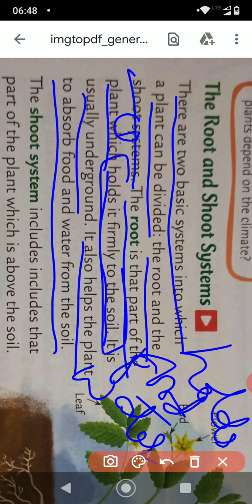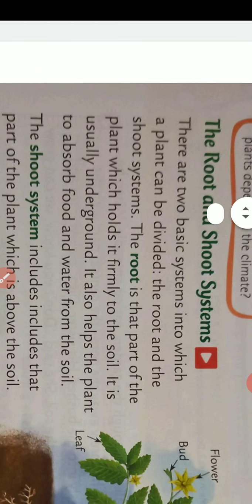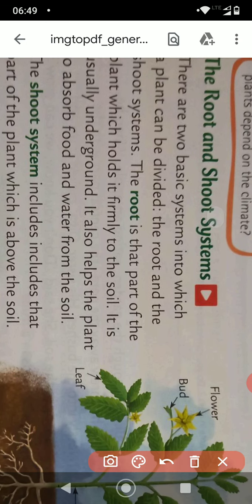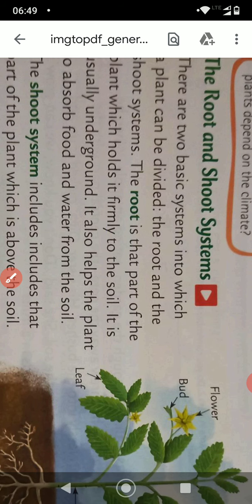Okay, so now children, they have two functions. By looking at this you can check there are two functions of the root system. What is the first function? The first function is holding the plants firmly. It holds the plant firmly to the soil. And second, it helps the plant absorb food and water from the soil. Now you know the function of the root system.